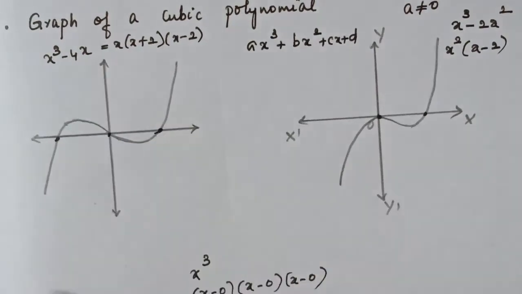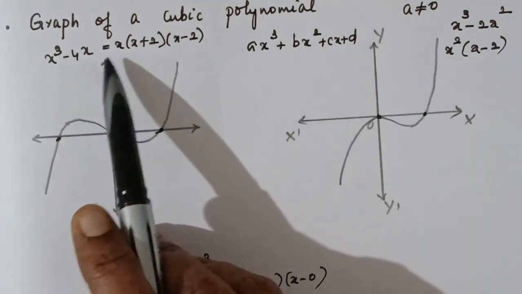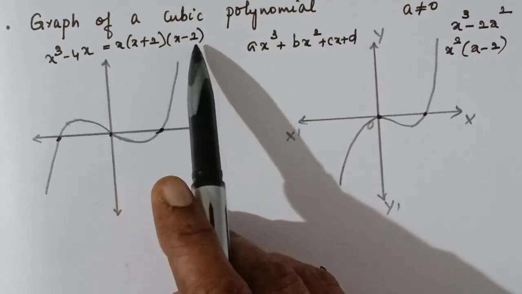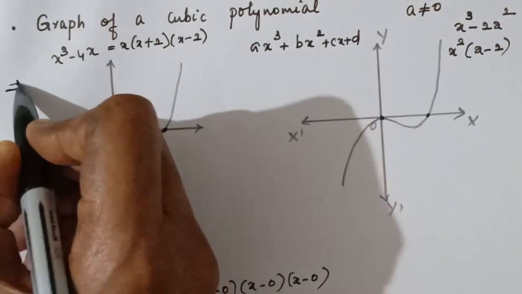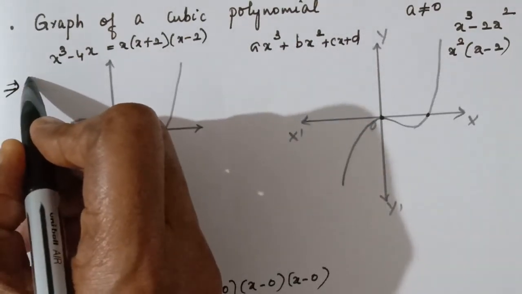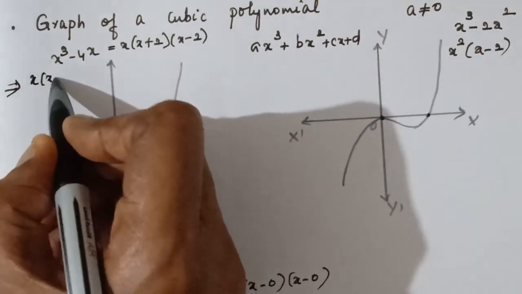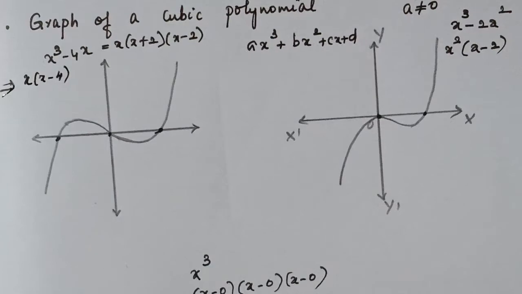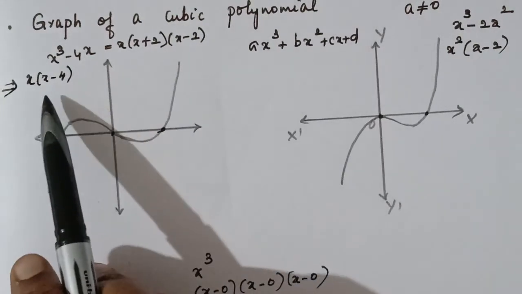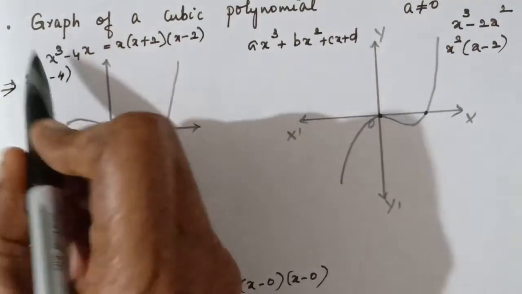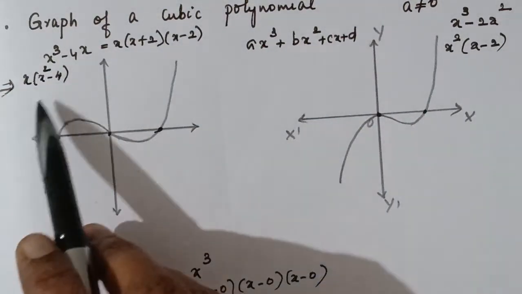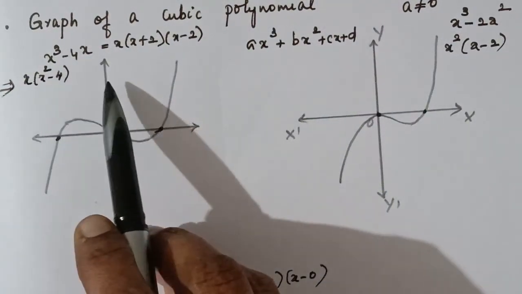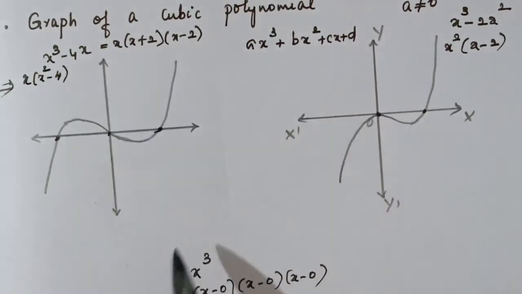After factorization, we can write it as x into x plus 2 into x minus 2. That is, this x cubed minus 4x, we can write as x into x squared minus 4. We can take x as the common factor. And x squared minus 4, we can write as x plus 2 into x minus 2.